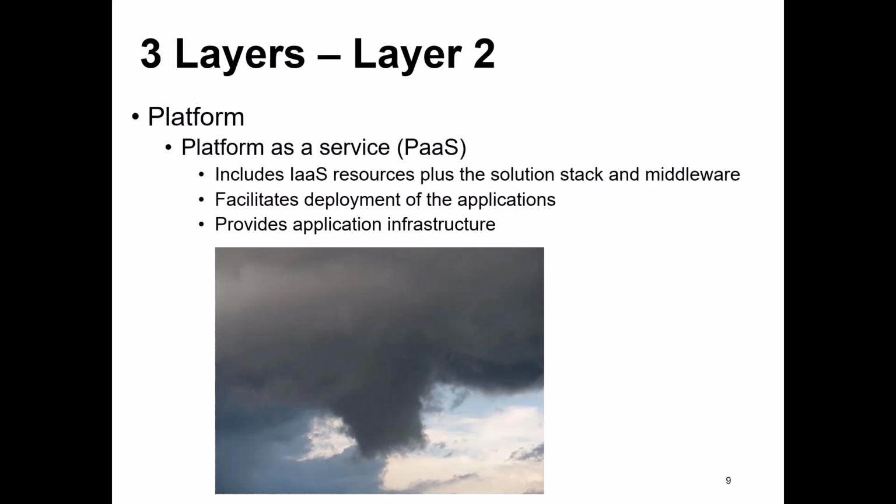The second layer is an improvement on IaaS called Platform as a Service. This is where you have all the resources that we talked about before, so you'll have your virtual machine, but then we also add the solution stack and all of the middleware that basically makes it much easier for you to deploy applications. It will provide the application infrastructure, but you will still have to provide the application itself.